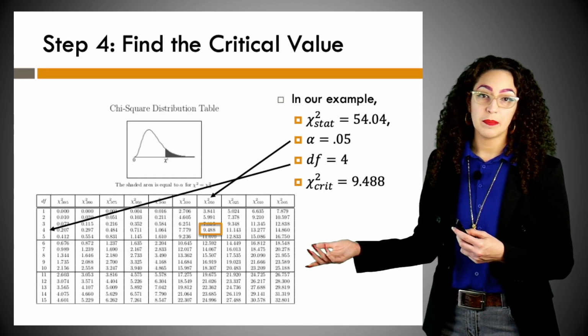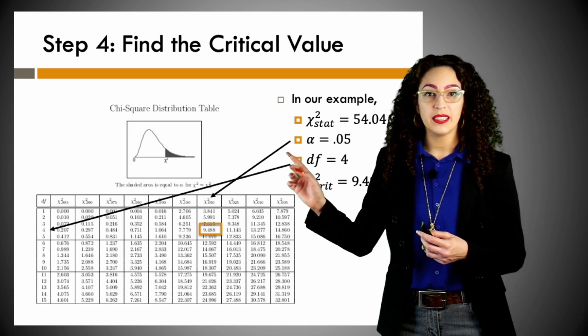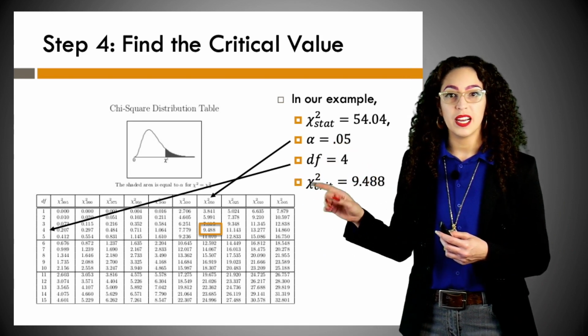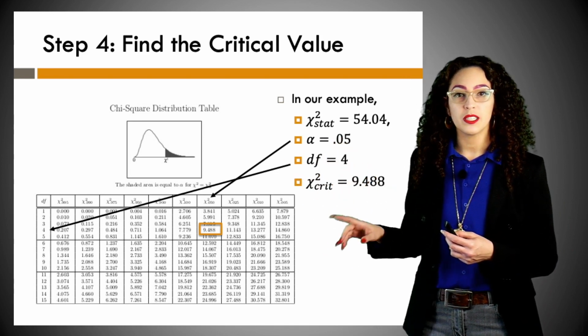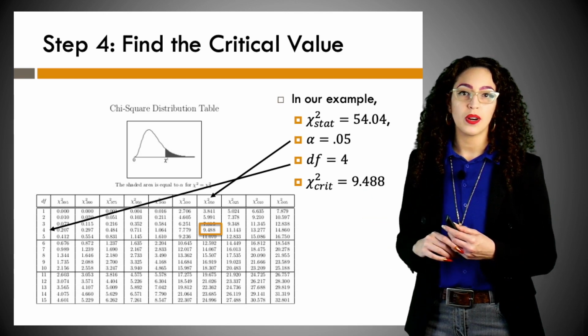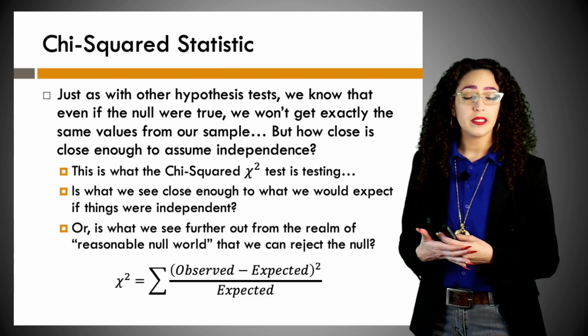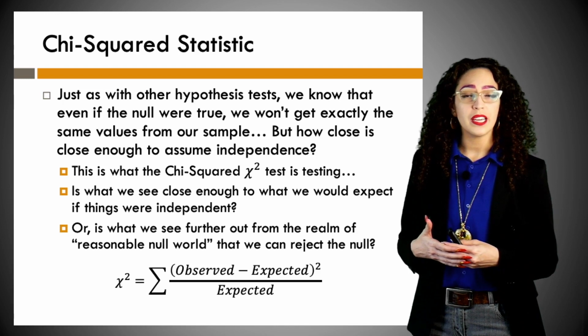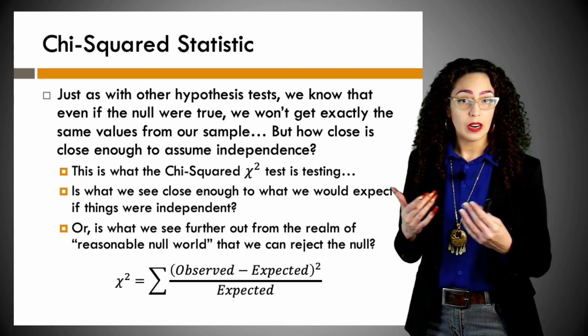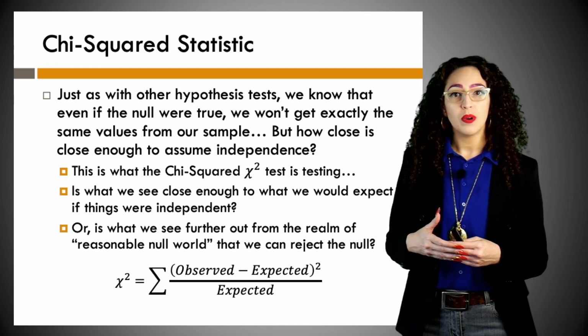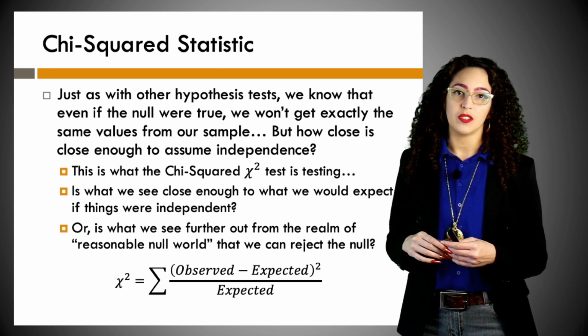We can go and look it up on a table, and you will find that for an alpha level of 0.05, degrees of freedom equals 4. The critical value is 9.488. So just like with our other hypothesis test, we know that even if the null were true, that they are independent from each other, we won't get exactly the same values from our sample.